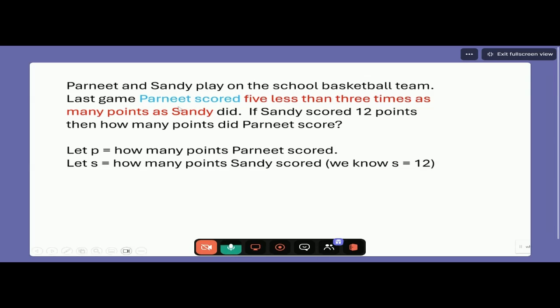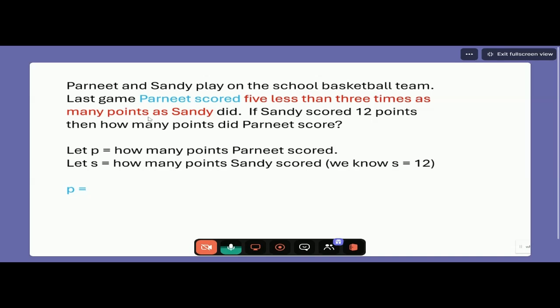We're going to start with this in blue here. Parneet scored. Now I said it's P. It's actually more than just P because this is going to tell us how many points Parneet scored, right? Parneet scored something. Well, that's actually the P and the equal sign because we know that the number of points that Parneet scored is equal to what's about to come in the sentence after that. So P equals 5 less than 3 times.